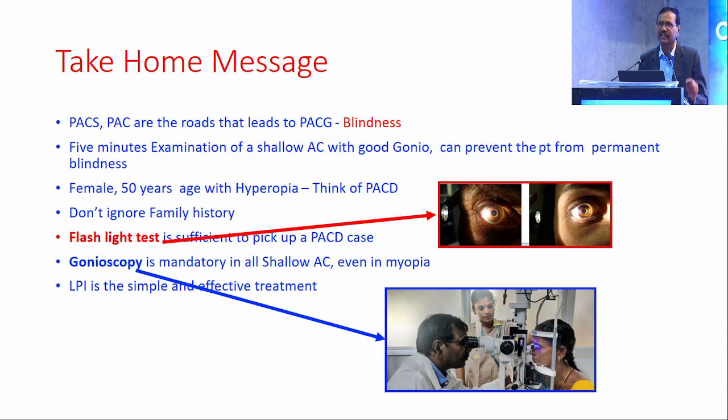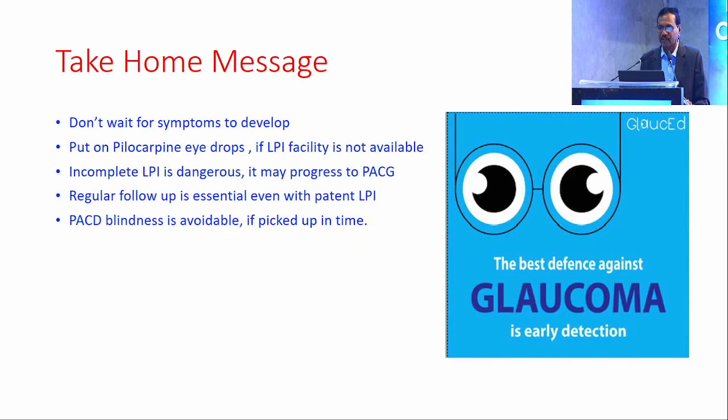If you have it in mind, with a simple flashlight examination you can pick up a shallow AC. Gonioscopy is mandatory, and LPI, a simple treatment, is very effective and can prevent blindness. Don't wait for symptoms to develop, because 75% don't have any symptoms. And put pilocarpine if LPI laser facilities are not available.